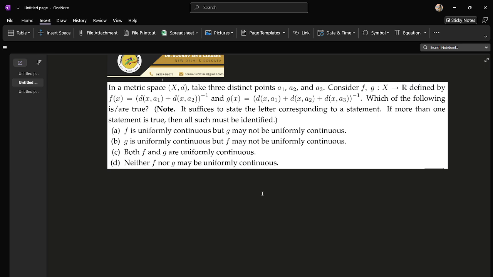Option A is telling us that F is uniformly continuous, but G may not be uniformly continuous. Option B is the converse of that: G is uniformly continuous, but F may not be uniformly continuous. C is telling us that both F and G are uniformly continuous, and D is telling us that neither F nor G may be uniformly continuous. So what can be done in this case?